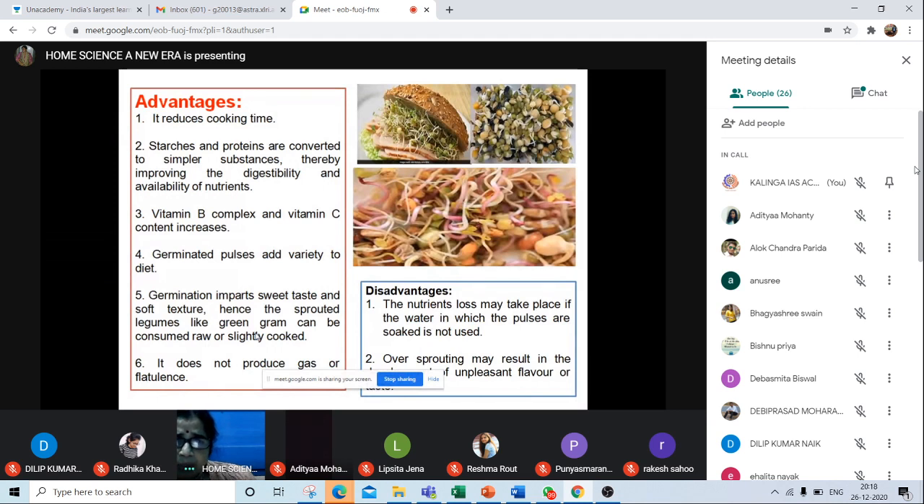Germination imparts sweet taste and soft texture. Hence, the sprouted legume like green gram can be consumed raw or slightly cooked. It does not produce gas or flatulence. Disadvantage, the nutrient loss may take place if the water in which pulses are soaked is not used. Over sprouting may result in an unpleasant flavor or smell also.